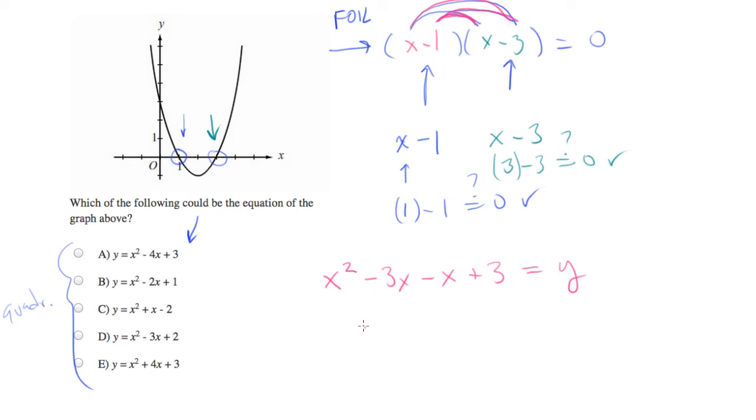And now let's simplify this. Collect like terms. x squared minus 4x plus 3 equals y. And whew, we got lucky. x squared minus 4x plus 3 is in fact on our list of answer choices. That's answer choice A. And this is how I would do this problem on the SAT. I would take that leap of faith.